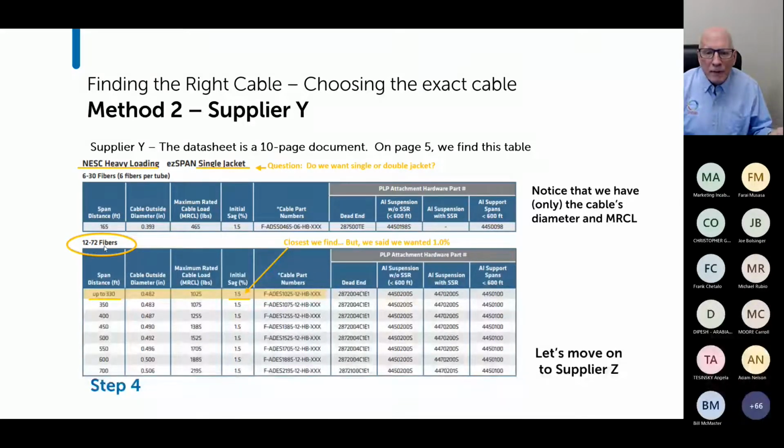12 to 72 fibers. Okay, I said 48, so that's in that range. Span distance up to 330 feet. I said 300, so that ought to work. I got a cable diameter and an MRCL, maximum rated cable load, and I got an initial sag of 1.5%. But I said we wanted 1.